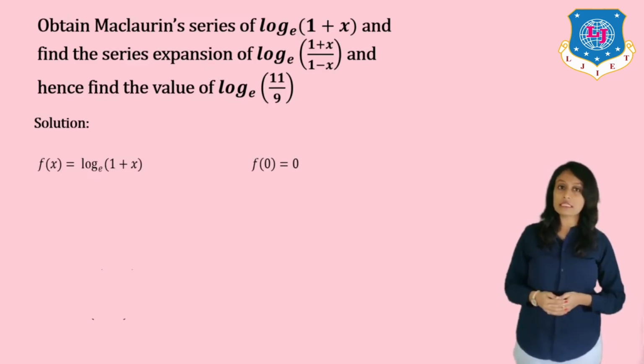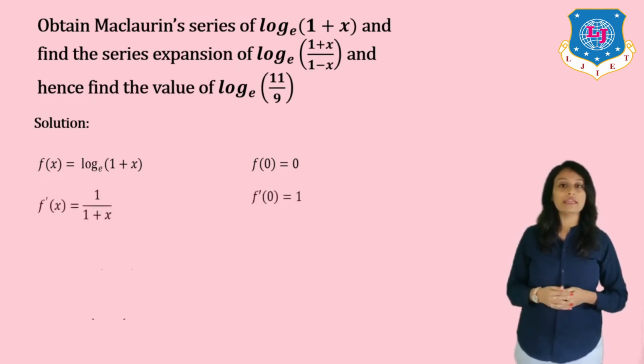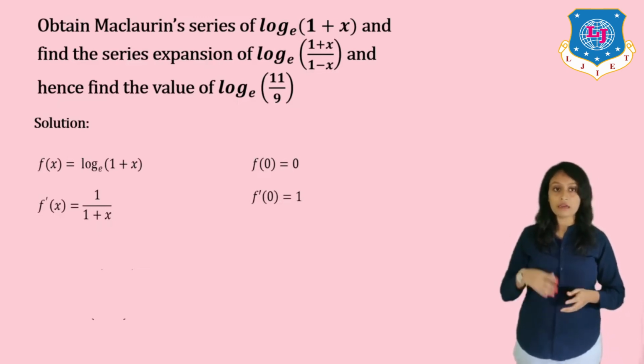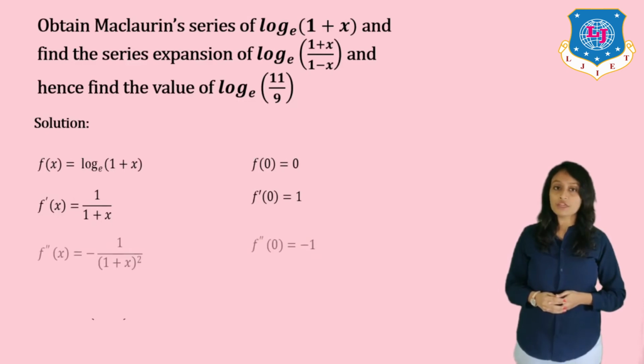The function f(x) is equal to log(1 + x). We have to find its value at 0, so in place of x, substitute 0. You will get f(0) as 0. Next, find f'(x). The derivative of log x is 1/x, so here we have 1/(1 + x). Again find its value at 0, which is 1.